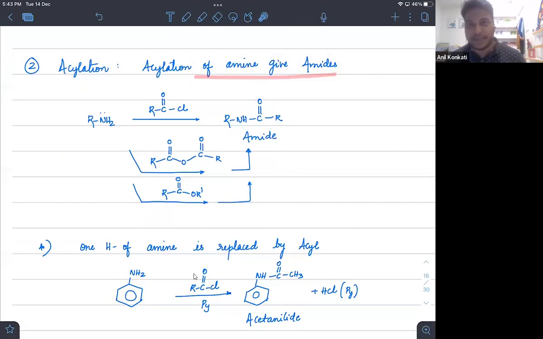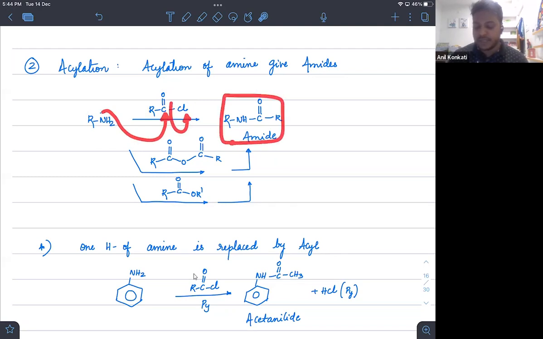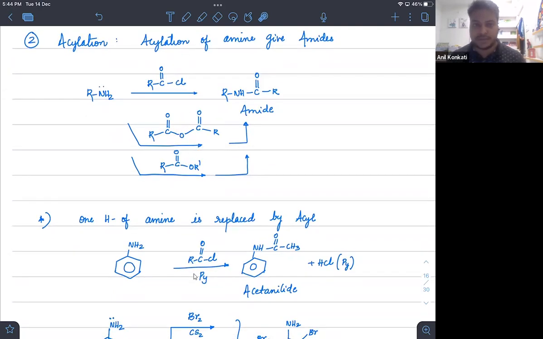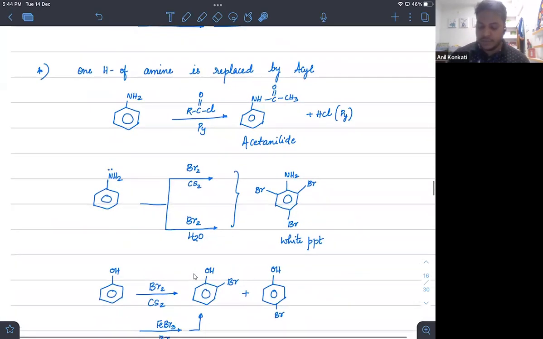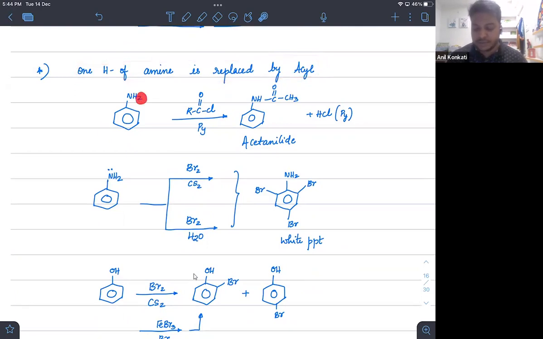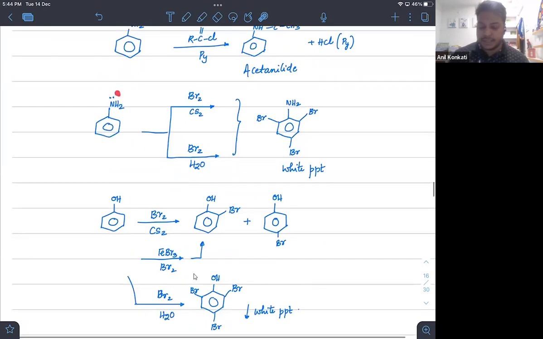Acylation of amines gives amides. So if you take R-NH2 and an acyl chloride, RC double bond O Cl, the nitrogen will attack the C double bond O, release Cl, and what we get is an N-substituted amide. The same logic applies for anhydrides and esters also. One hydrogen of the amine is replaced by an acyl group. So in this one, the hydrogen and chlorine are replaced, you will get acetanilide, and HCl will be neutralized by pyridine.